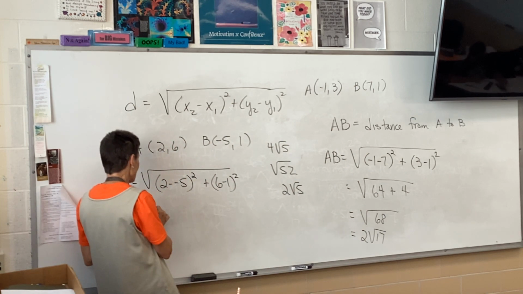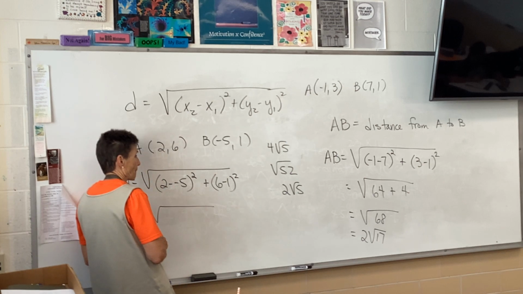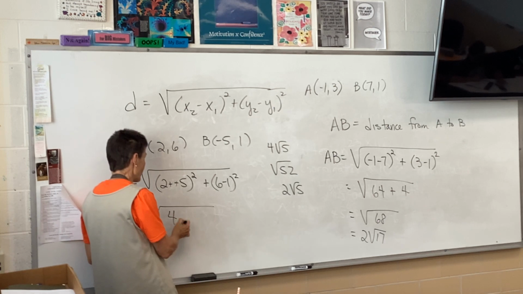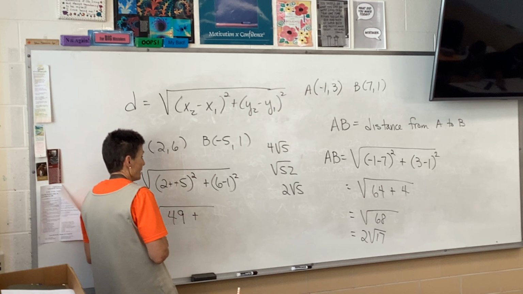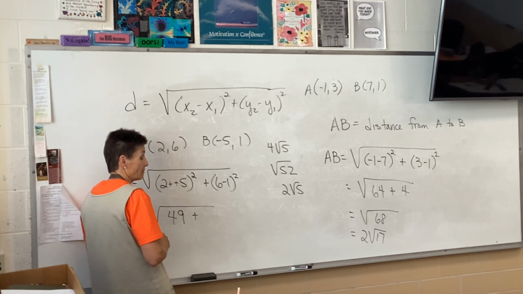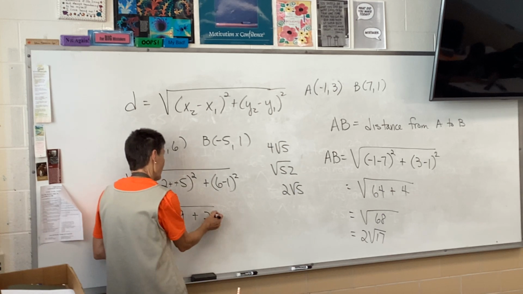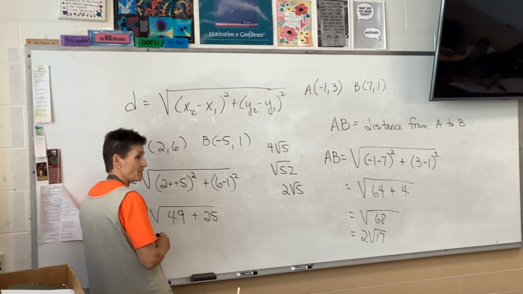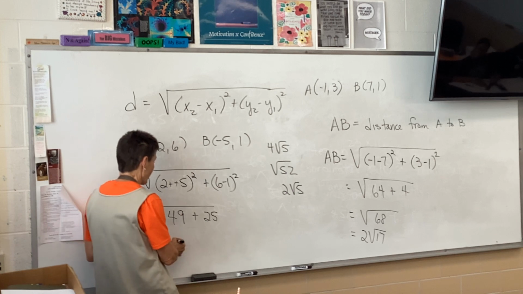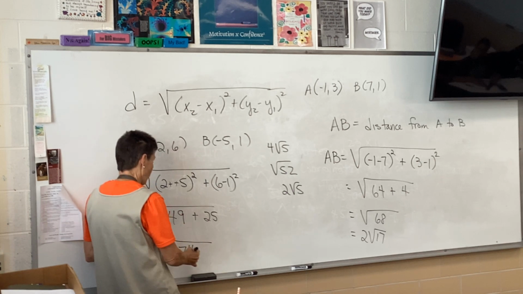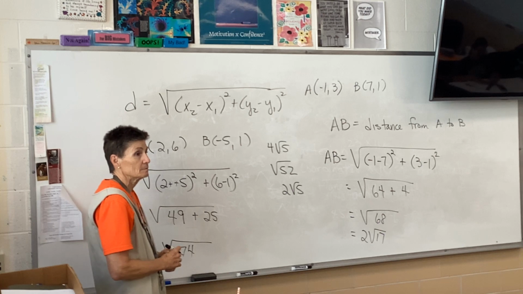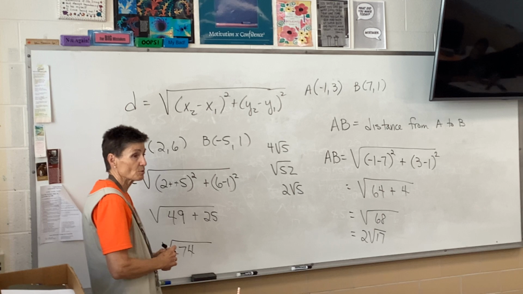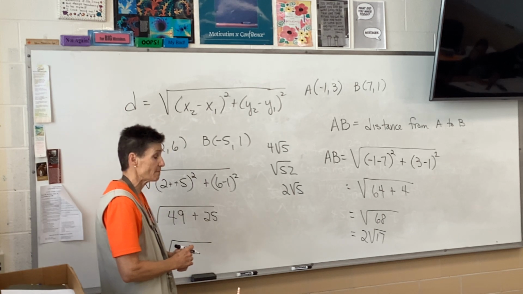All right, what's 2 minus negative 5? That would be 7. Squared is 49. And 6 minus 1 is 5. Squared is 25. Ooh, I think the right answer is one we don't even have up there. The right answer is the square root of 74. And that does not reduce because it's 2 times 37, so that's it, square root of 74.